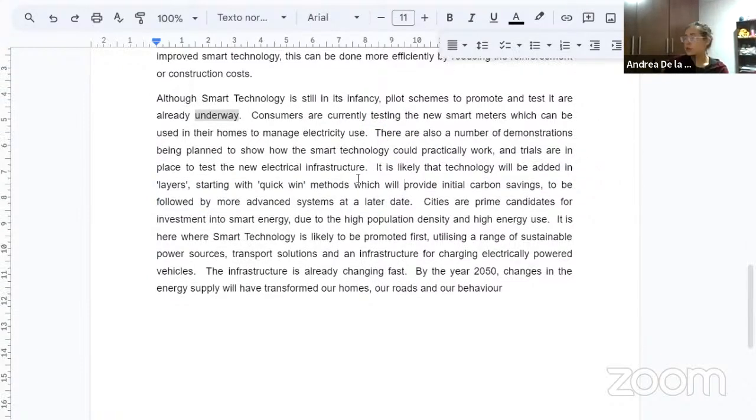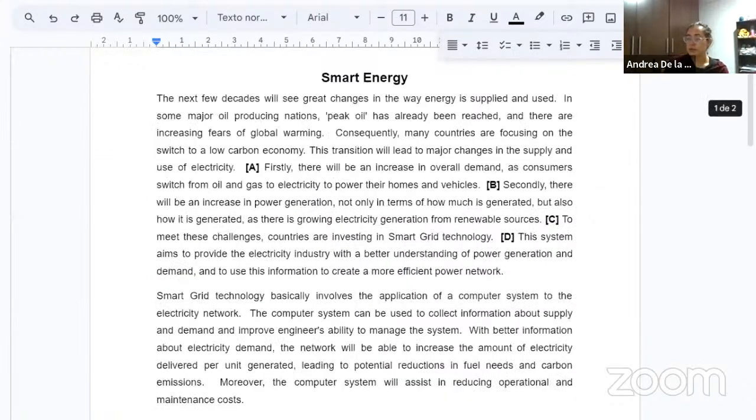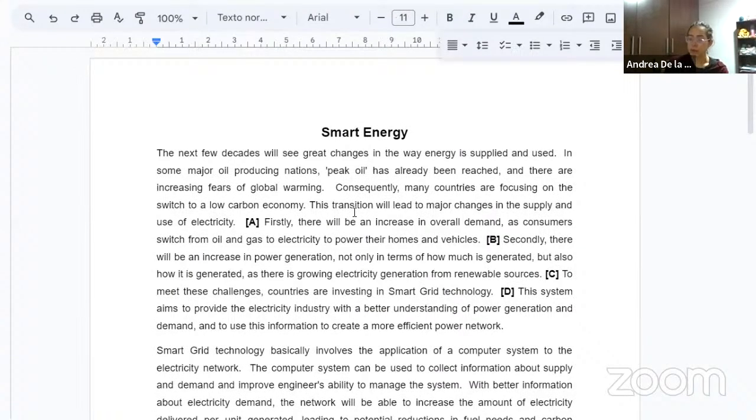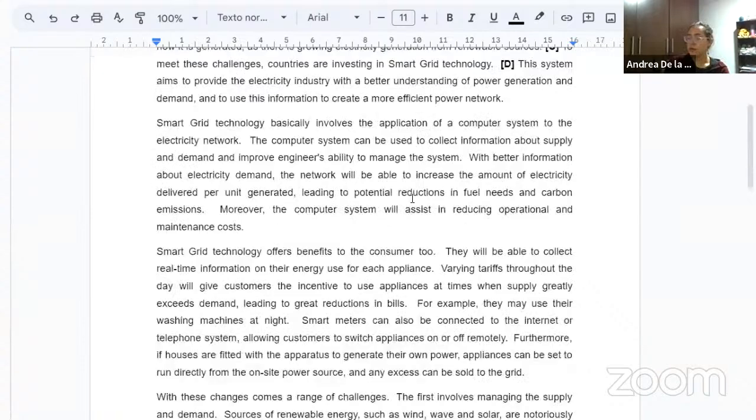Okay, guys? So that's all you should do. You don't need to read everything. You're just scanning the text, looking for the most important ideas. And that's all you guys need to do in the 3 minutes that you have. Is that okay? Do you guys have any questions so far?